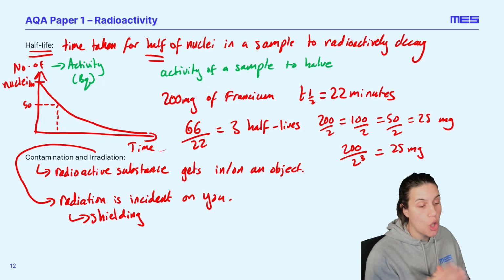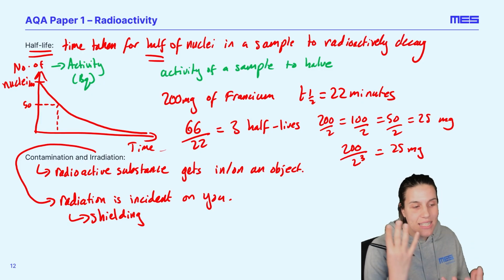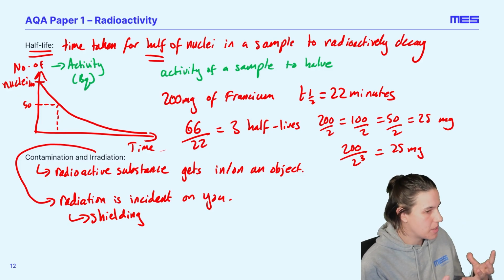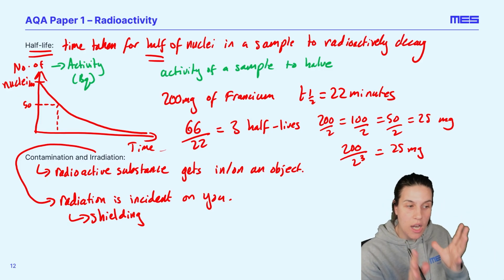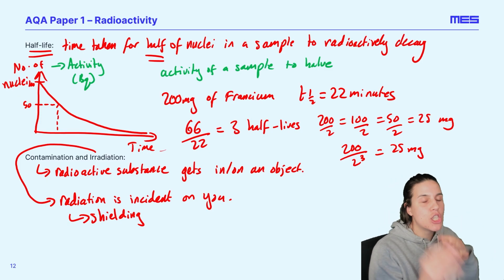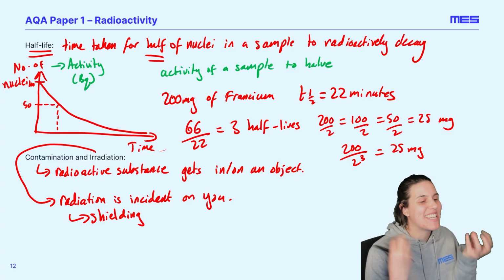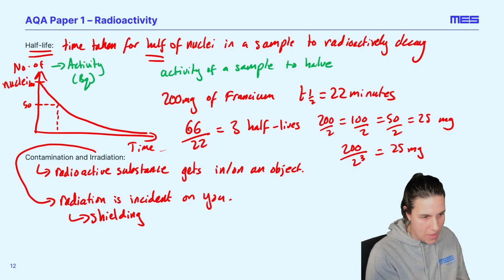Contamination is prevented by stopping me from touching the object or breathing in the object. So if it's a radioactive gas like radon, I might want to wear breathing equipment. If I need to touch it, I might want to wear gloves or use tongs. It's those kinds of things that are going to stop the substance from getting in or on me.